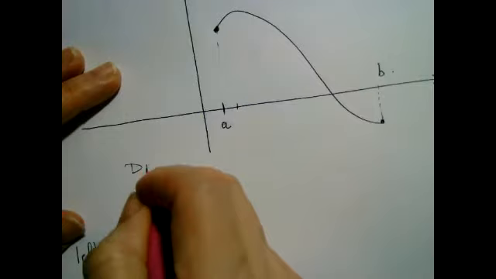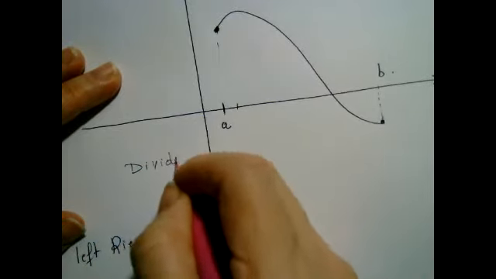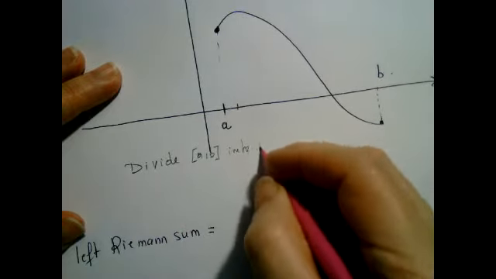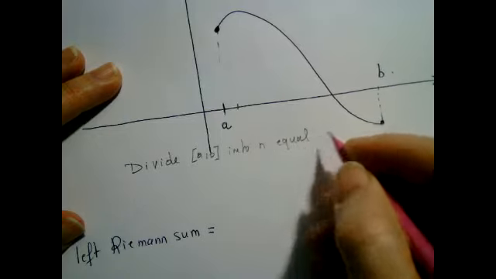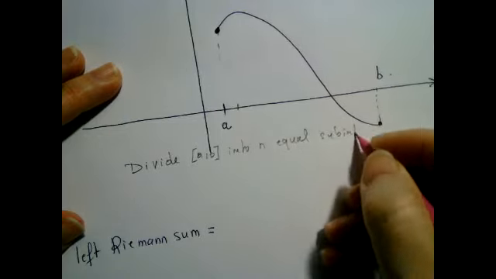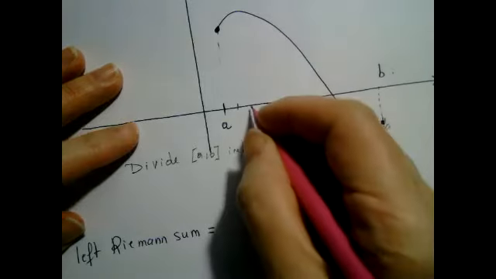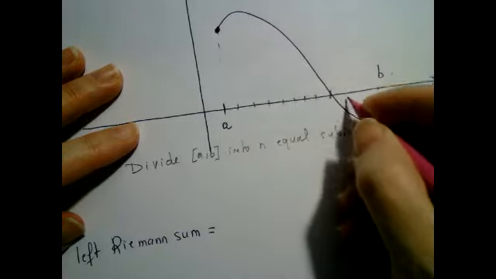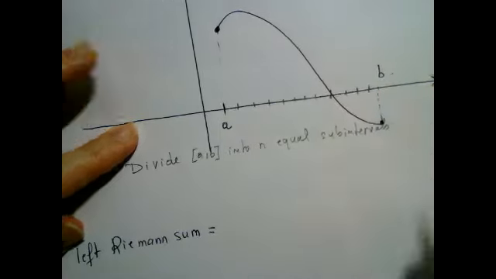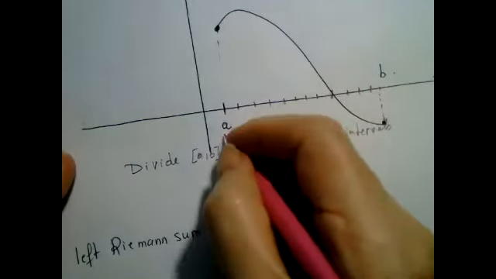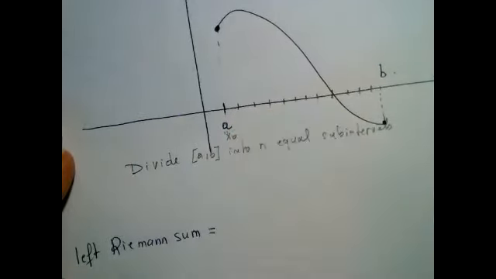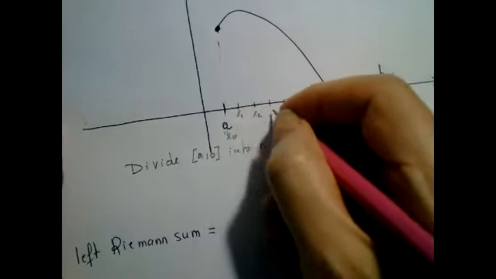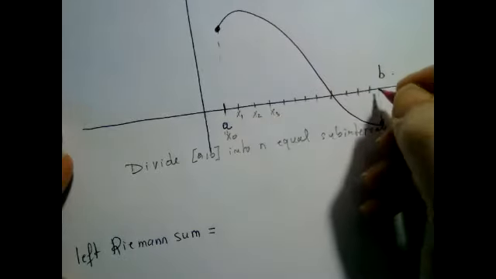So we divide AB into n equal subintervals, and so on and so forth. I'm going to label those. I'm going to call this x0. I will call this first subdivision x1, x2, x3, and so on and so forth.